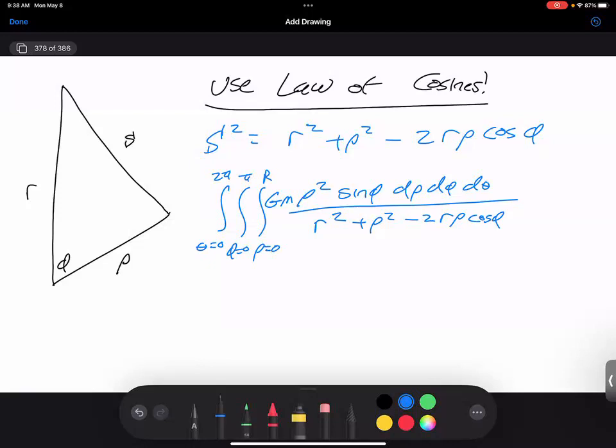The theta integral. What's the theta integral going to give us? That times theta, and then we're integrating from theta goes from 0 to 2 pi. So when you do the theta integral, what do you get? That times 2 pi. Does everybody agree we just get 2 pi when we do the theta integral? We can split up and do the theta integral first. None of this depends on theta, so we just get a 2 pi. So this is going to be 2 pi G m. And now, which do you want to do first, the rho integral or the phi integral?